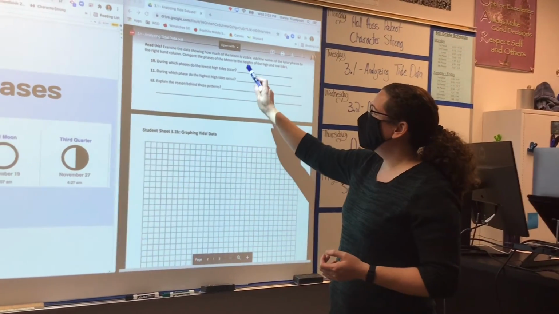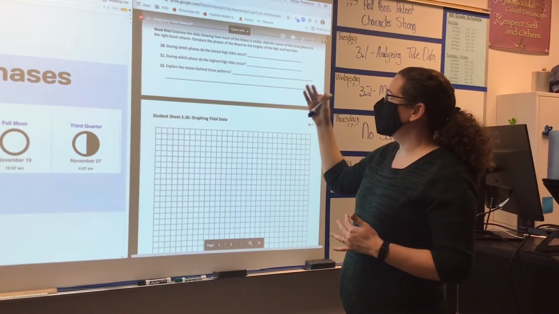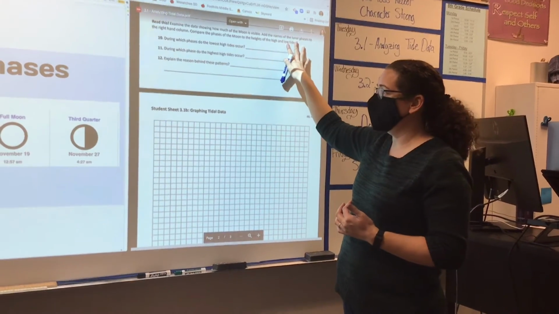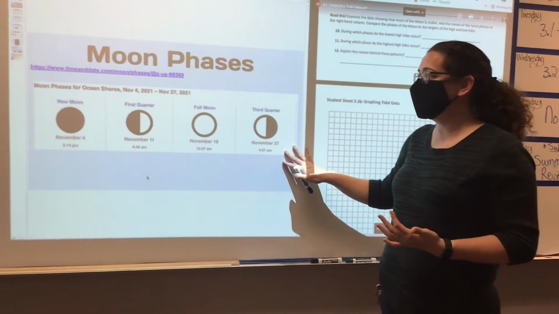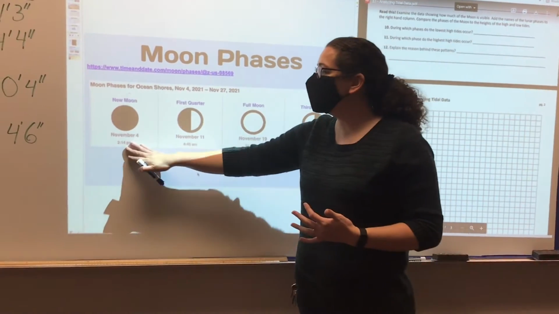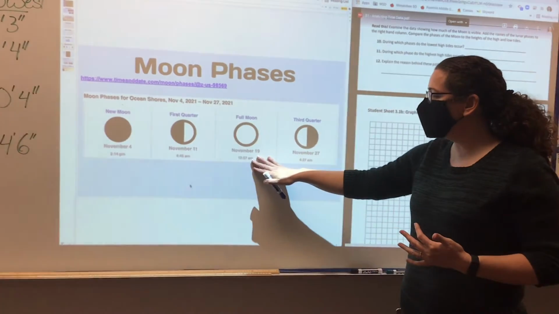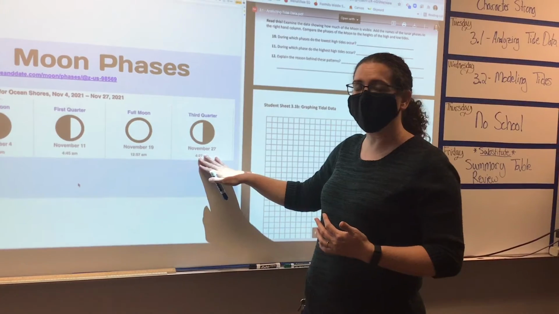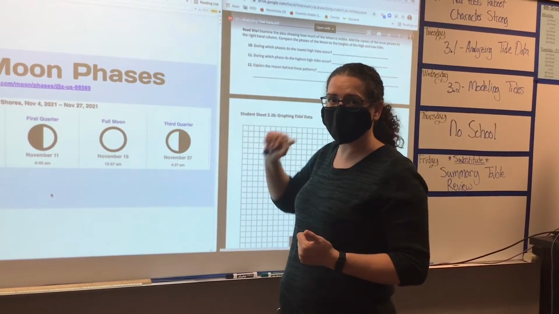All right, so now it asks us to examine the data about how much of the moon is visible with the lunar phases and compare the moon phase to the heights of the high tide and the low tide. So this is the moon phase information for the month of November in Ocean Shores. So new moon is on November 4th, first quarter moon is on November 11th, full moon is on November 19th, and third quarter moon is on November 27th. And we're gonna write that in on our tide data and use that to answer these questions.